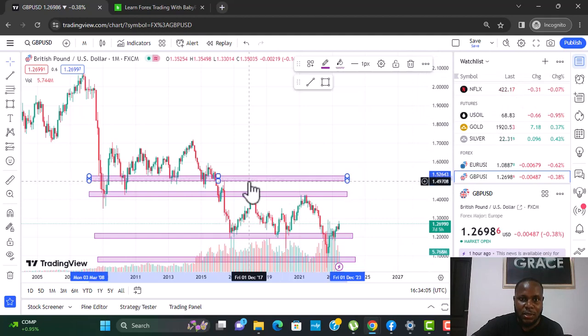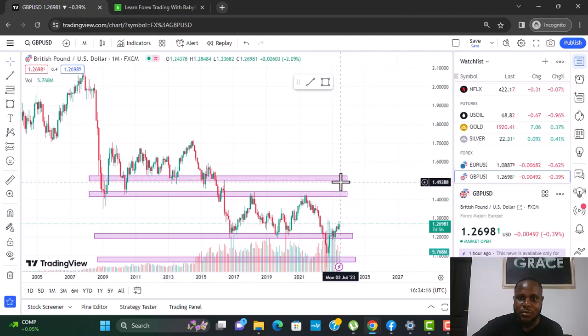Remember, this is monthly. So most of these small movements you're seeing here, from here to around here is about 900 pips. So those movements are not small at all.